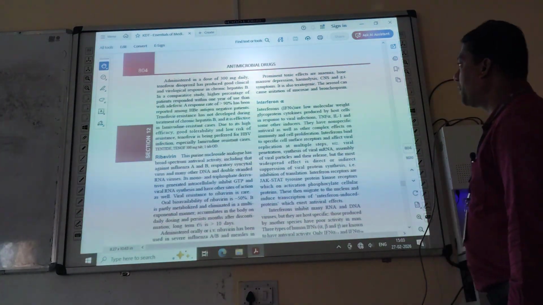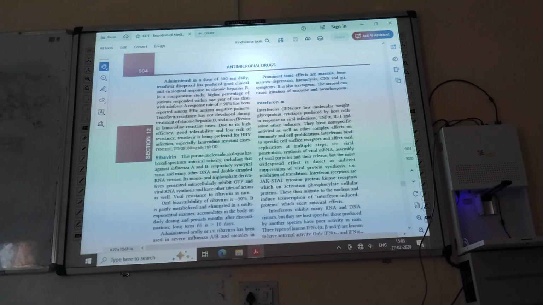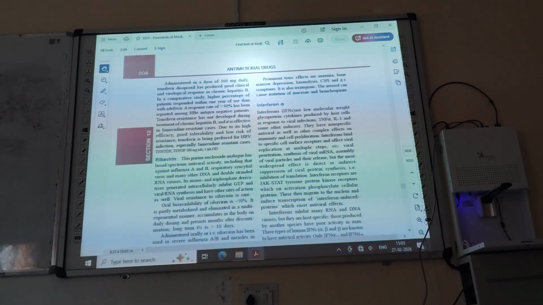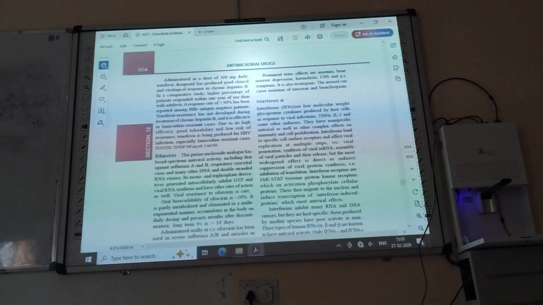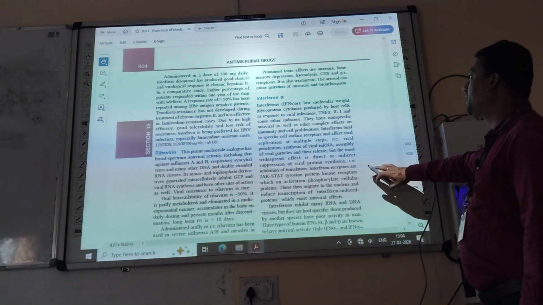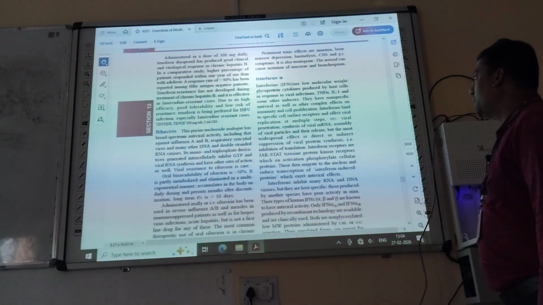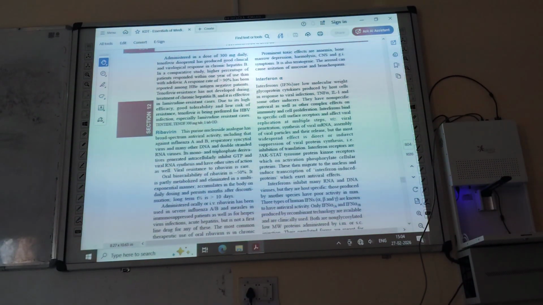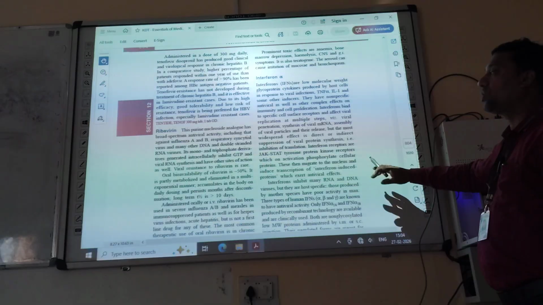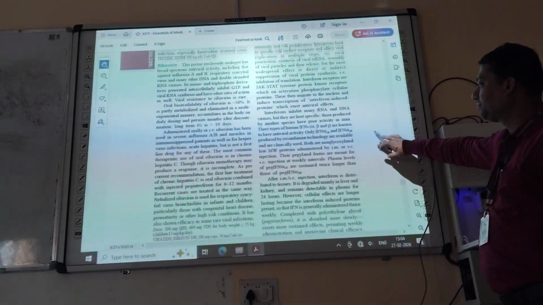Then interferon alpha. IFNs are low molecular weight glycoprotein cytokines produced by host cells in response to viral infection. Interferon alpha, interleukin 1 and some other inducers have non-specific antiviral as well as other complex effects on immunity and cell proliferation. Cell proliferation means cell division.